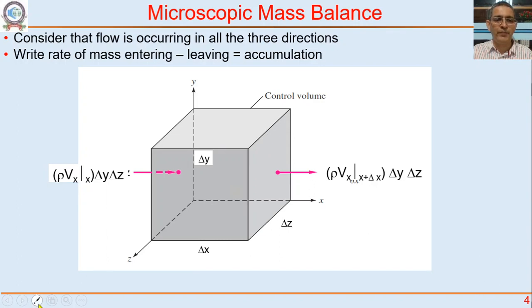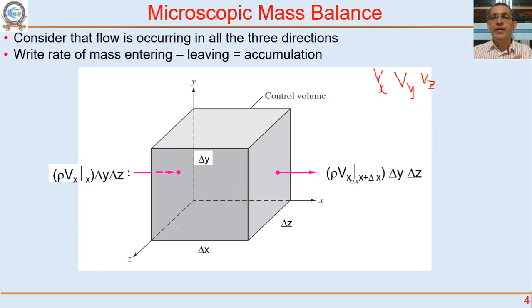Let me write this properly. There is Vx, there is Vy, and there is Vz. Velocity is there in the x direction, velocity is there in the y direction, velocity is there in the z direction. Some of these could be zero, but in general we are writing.